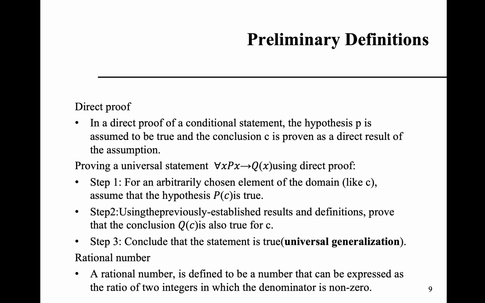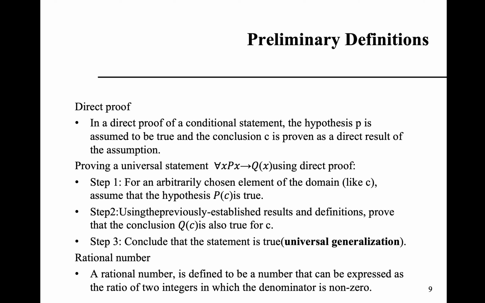So to prove a universal statement such as is given, within step 1, for the arbitrarily chosen element of the domain, whatever the domain may be, like C, you assume a specific hypothesis for that pattern. So for P of C, you assume that it's true. Then for step 2, using the previously established results and definitions, prove that the conclusion, which is Q of C, is also true for C. And then because P of C is true and Q of C is true, conclude that this statement is true. It becomes a universal generalization.